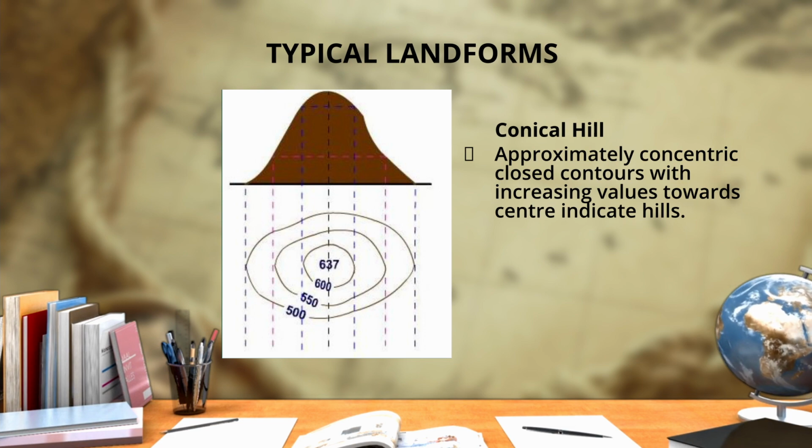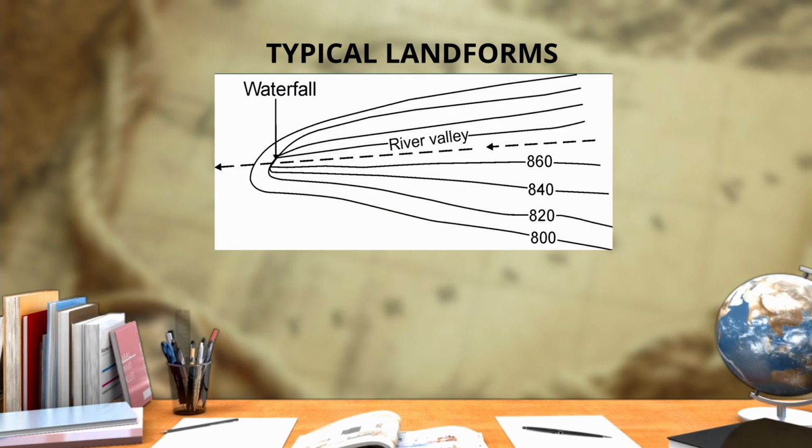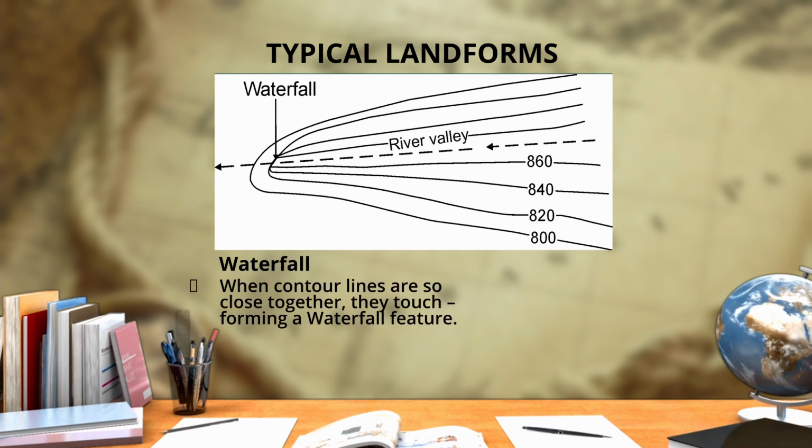First, the contour lines must be in a circle, and then the inner space between the contour lines must be smaller. Then we move to our waterfall. When the contour lines are so close to each other that they are even touching each other, they form a waterfall. Then we have a valley.